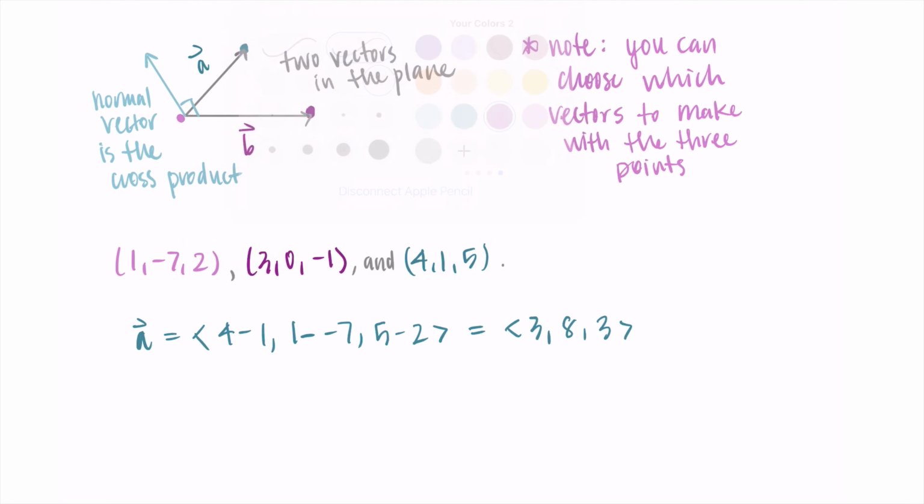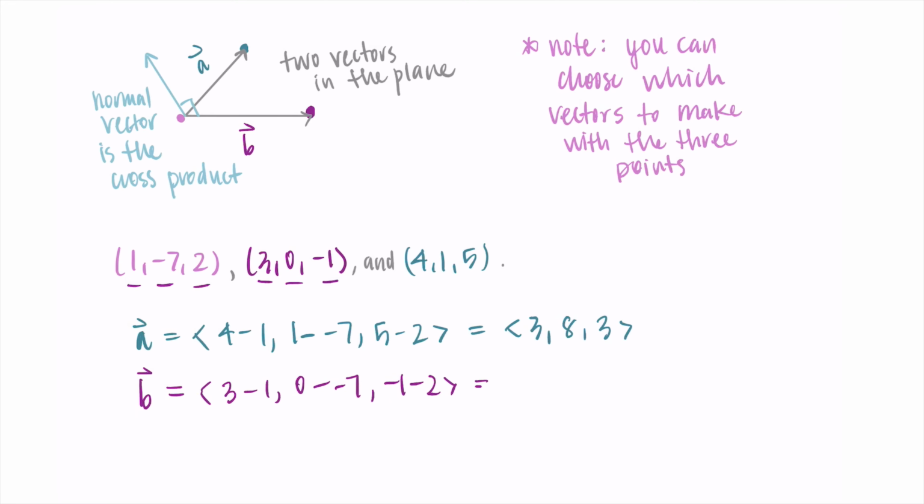And I repeat this process for the B vector. So I just picked these labels of A and B, but it's what we're going to use. So the B vector goes from 3, 0, negative 1 to 1, negative 7, 2. So I do the difference in the x components, 3 minus 1, the difference in the y components, 0 minus a negative 7. And then I do the difference in the z components, negative 1 minus 2. So here I'm getting 2, 7, negative 3 as my B vector.